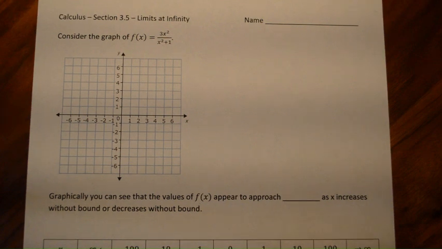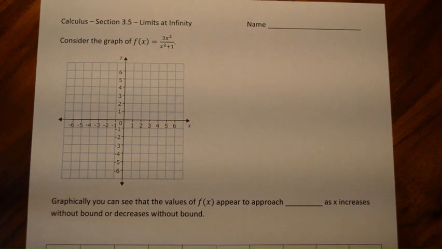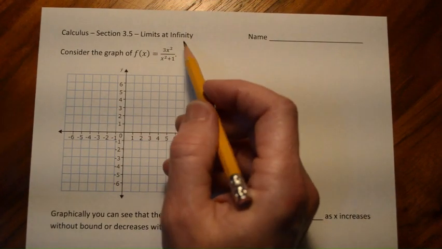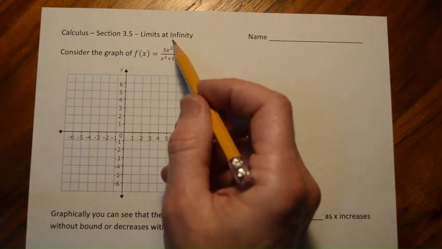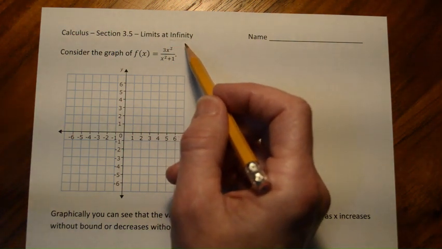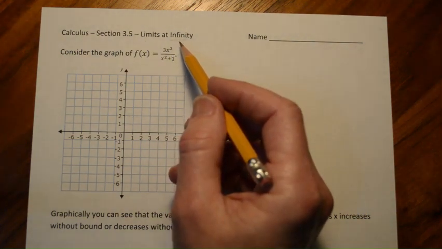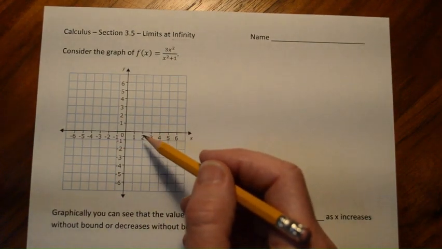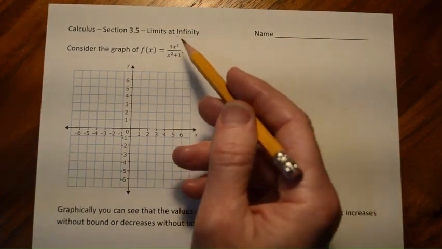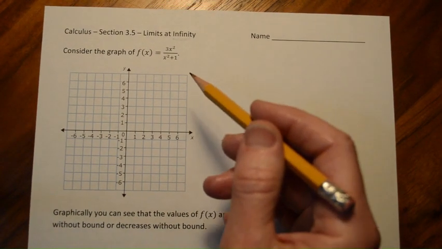Hey, let's take a look at the section 3.5 notes, limits at infinity. So we've spent time talking about limits in chapter 1, but always we're moving towards a finite number, like x was 7 or -1 or something. But sometimes we want to know what happens to the graph as we move farther and farther away from the origin. And so we would say what happens as we approach infinity. So let's take a look at this first example here.